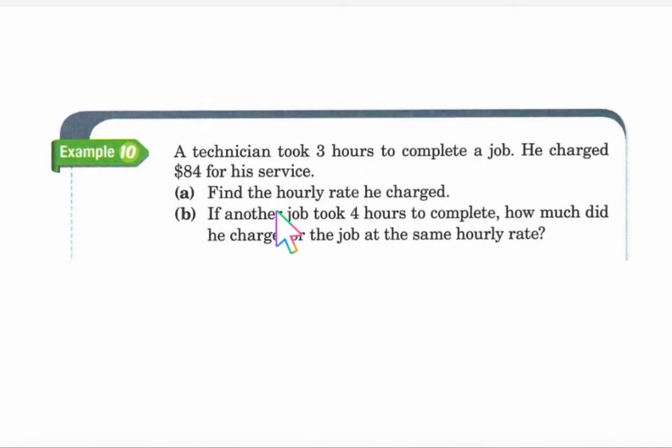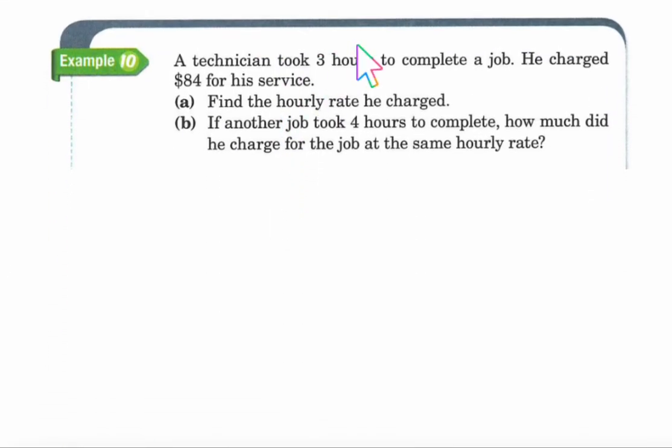Okay, one last problem then. A technician took 3 hours to complete a job. He charged $84 for his service. So we have the time and we have the cost. Find the hourly rate he charged. And then if another job took 4 hours to complete, how much did he charge for the job at the same hourly rate? Go ahead and pause the video, try it on your own first.